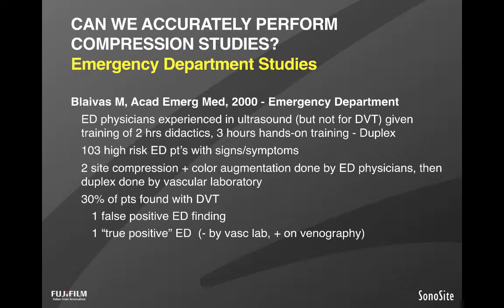Now in these 103 patients, where they compared their exams, which is limited, with a full exam done by the vascular laboratory, 30% of the patients had DVT. The emergency medicine doctors had one false positive, and they also had one true positive. So although it wasn't a perfect match, I would say that it was largely accurate, and that true positive was very important, in that the vascular lab exam was negative. So the vascular lab missed it, but the ED picked it up, and we've seen that in a number of other studies as well. And so it just again shows that with focused trained physicians in the emergency room, they can accurately perform these studies in symptomatic patients.